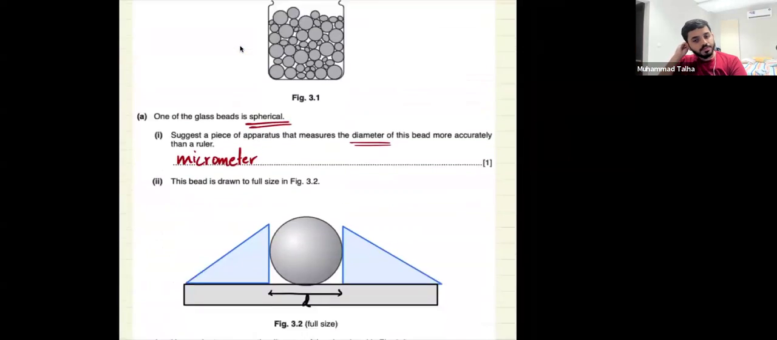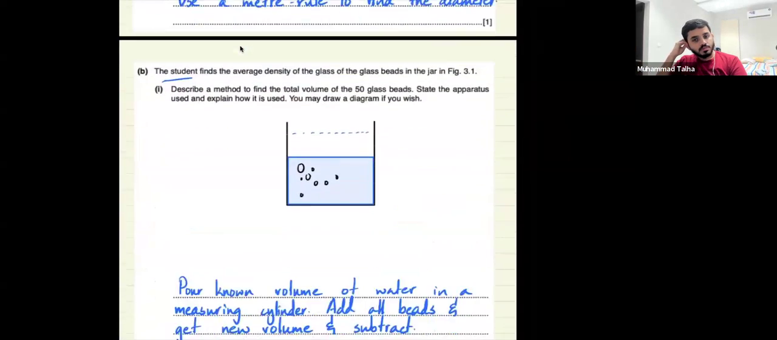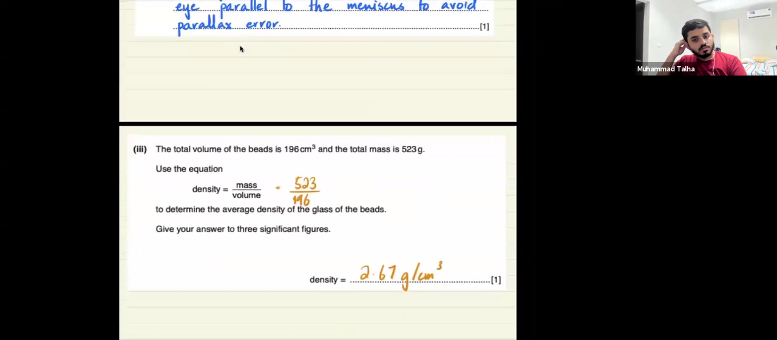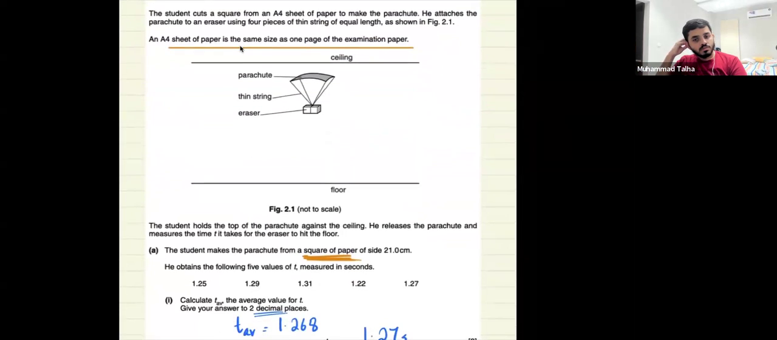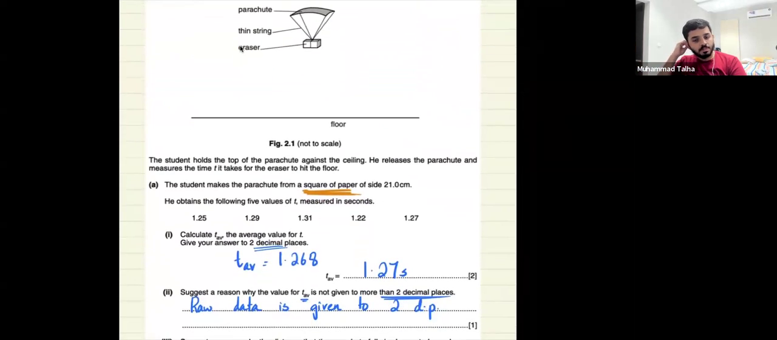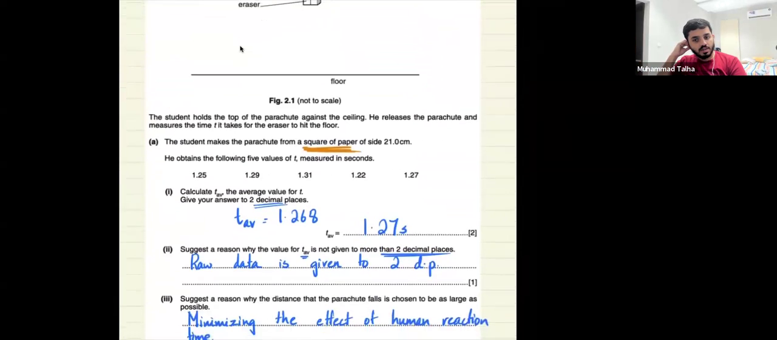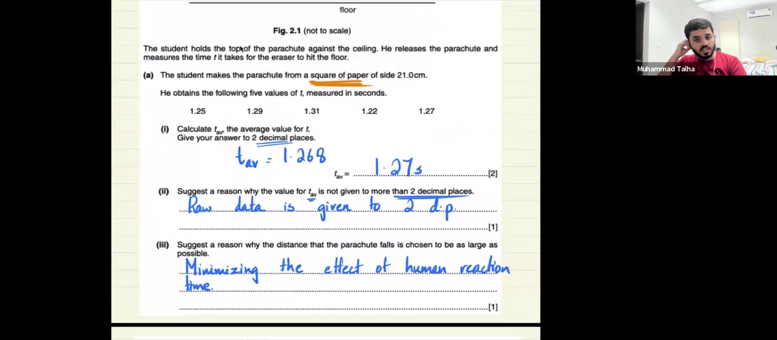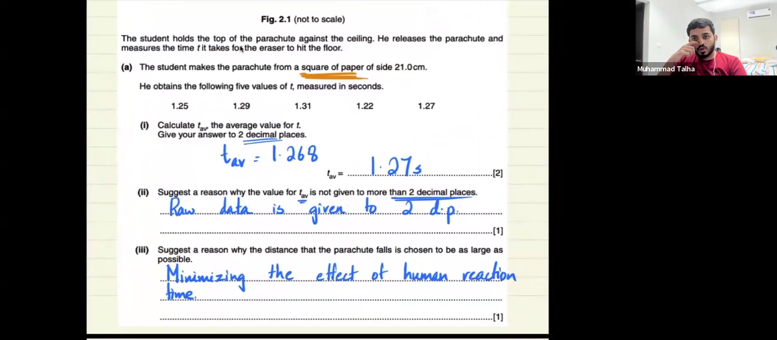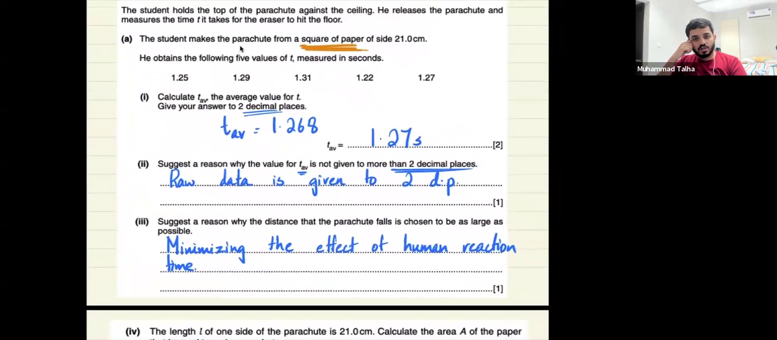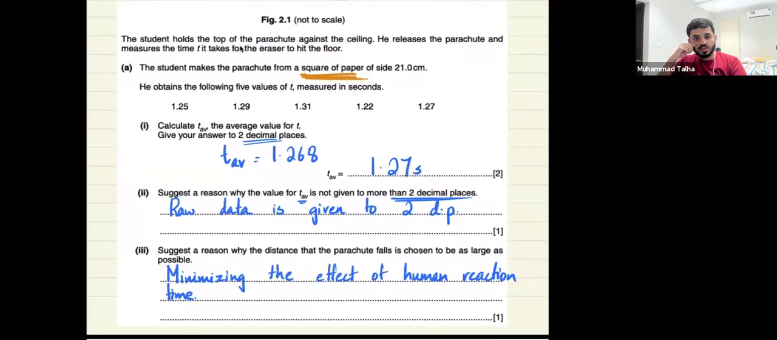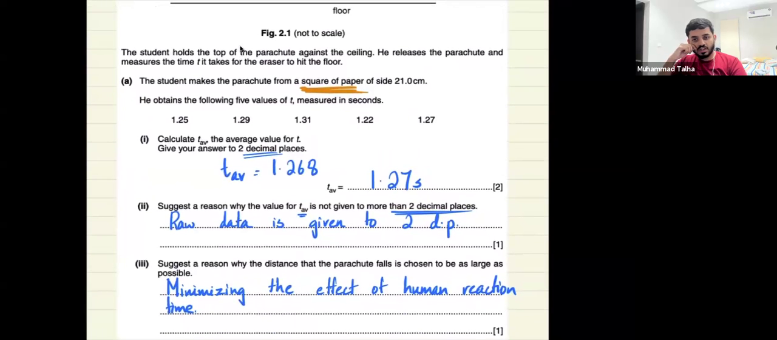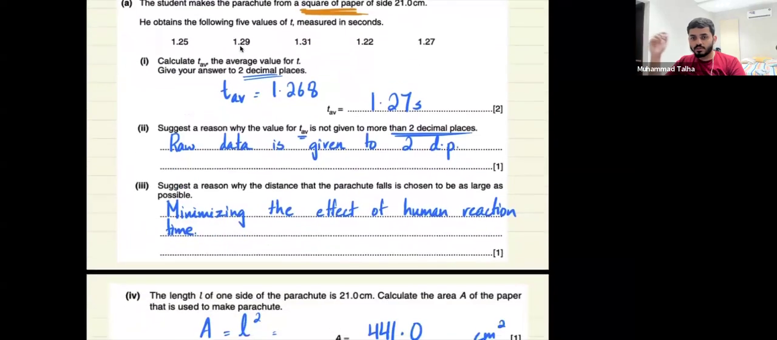All right. So this was the question we did on sort of like kinematics. Again, you have the suggest parts here as well, which is something that you need to think about. So for example, suggest a reason why the value for T average that we calculated is not more than 2 dp. So the answer to this is that your raw values also do 2 dp, right?